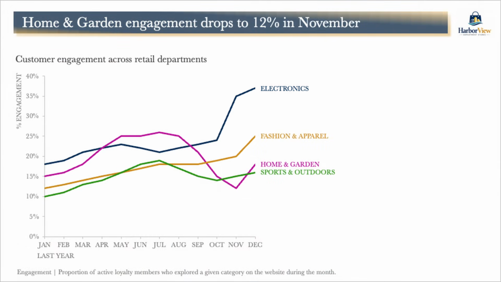Now, this can be improved by making a key observation about the data. Doing so will allow our audience to look for the evidence of that particular statement in the visual below. This is definitely better. The most important insight from the visual, a concerning decrease in engagement for the home and garden area in November, is now clearly communicated.